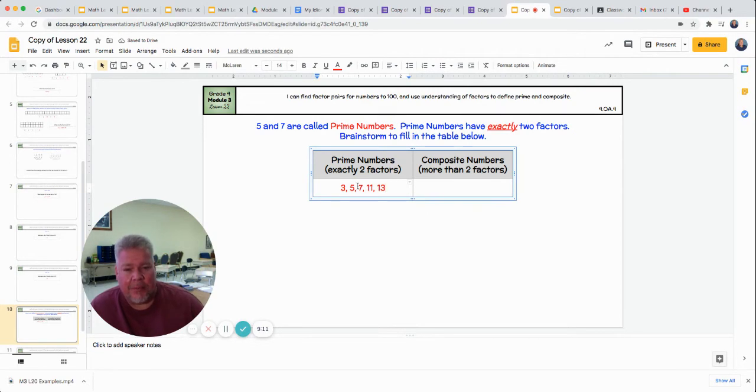So you see, you can list a bunch of prime numbers, which only have 2 factors. Composite numbers have more than 2 factors. Well, 4, because you have 1 times 4 and 2 times 2. 6, 1 times 6, 2 times 3. 8, 1 times 8, 2 times 4. 10, 1 times 10 and 2 times 5. 12, 1 times 12, 2 times 6, 3 times 4. 14, 1 times 14, 2 times 7. So you get the idea. These have more than 2 factors. These have only 2 factors.